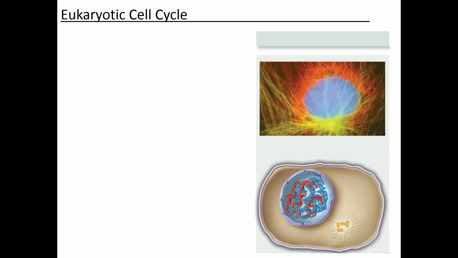Another important thing that happens during interphase is that the DNA replicates. And again, you do need to know that that happens specifically in S phase. So after the DNA replicates, the chromosomes begin to condense. And what that means is that they start to become more compact.